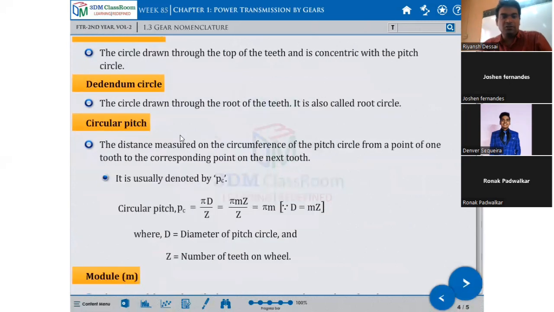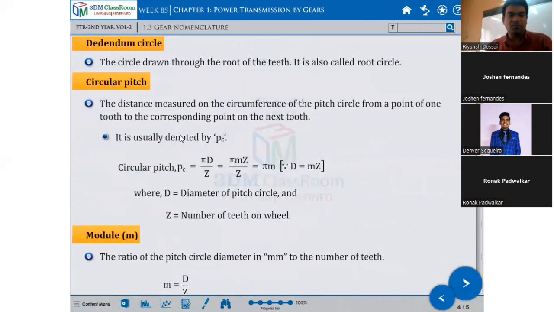And circular pitch is the distance measured on the circumference of the pitch circle from a point on one tooth to the corresponding point on the next tooth, already discussed. Circular pitch Pc is pi d upon z, which is pi m, where m is the module and d equals m z. This is the way it is derived. Here d is the diameter of the pitch circle and z is the number of teeth. So basically, the module is defined based on this equation.